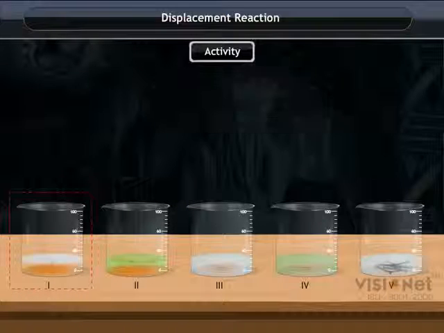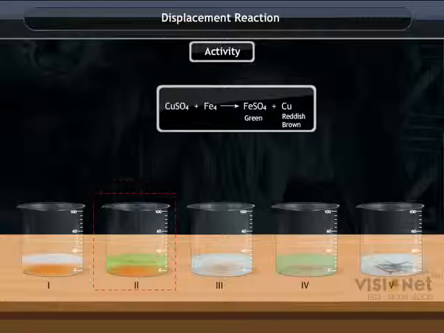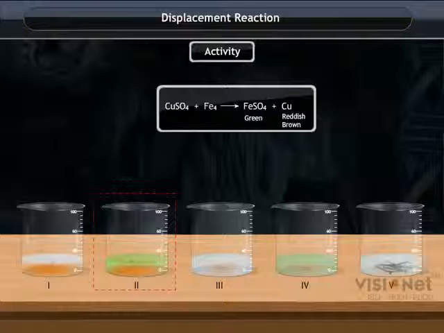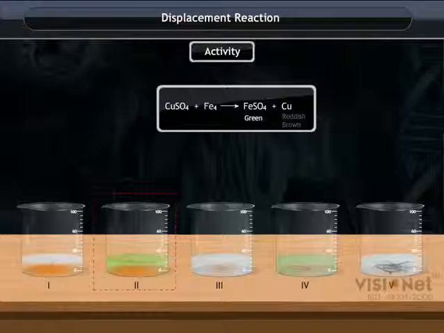Similarly, in beaker 2, iron replaces copper from the copper sulfate solution. Hence, the color of the solution changes from blue to green and a reddish-brown substance gets deposited on the iron nail. We conclude that displacement reaction takes place between the more reactive metals and the less reactive metals of salt solution.